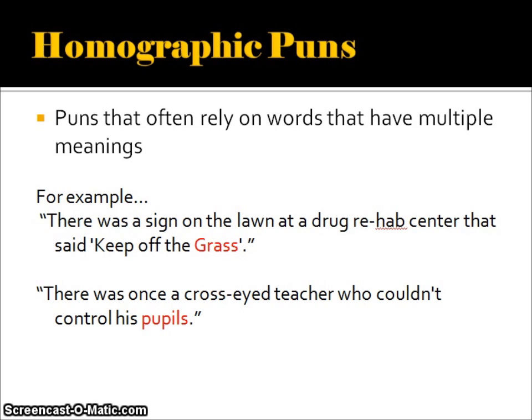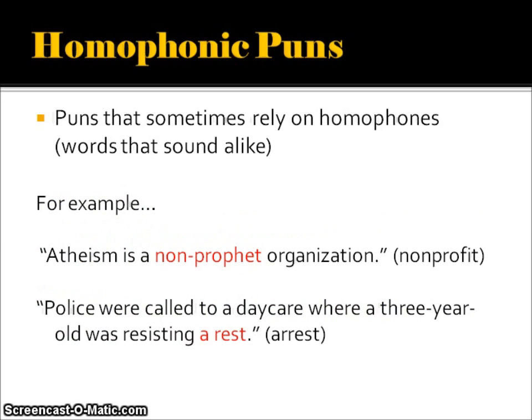Another example is, there was once a cross-eyed teacher who couldn't control his pupils. In this case, he's referring to the teacher's eyes instead of the students, which is also supposed to be humorous. Next, homophonic puns are different.